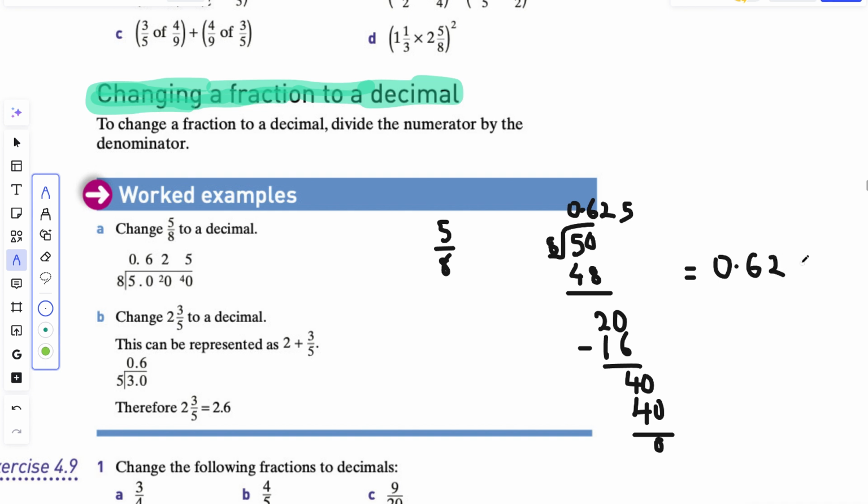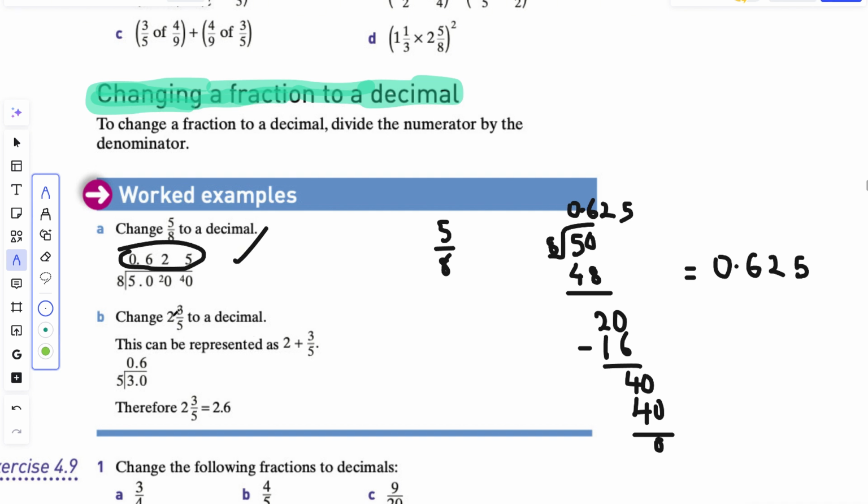This becomes our answer, 0.625. Okay, so this is how to change a number to a decimal. That's what they got here. The method they use here might confuse you from the textbook. Okay, I just do it in a way that it's not cumbersome.